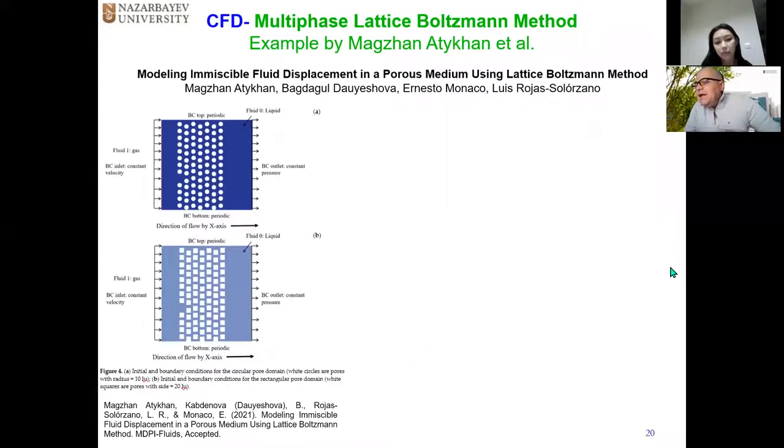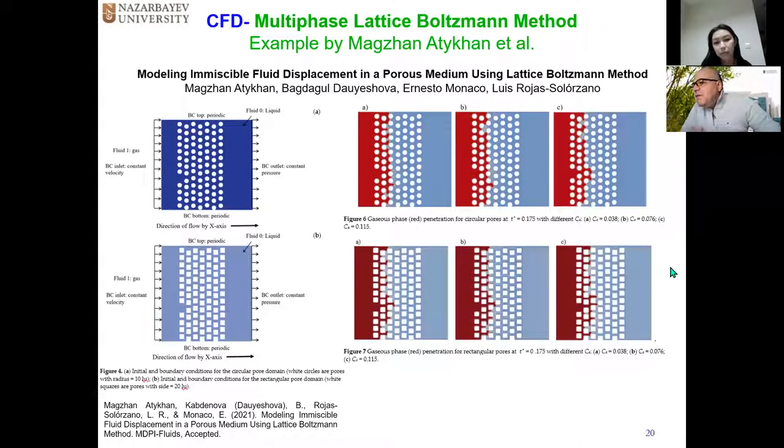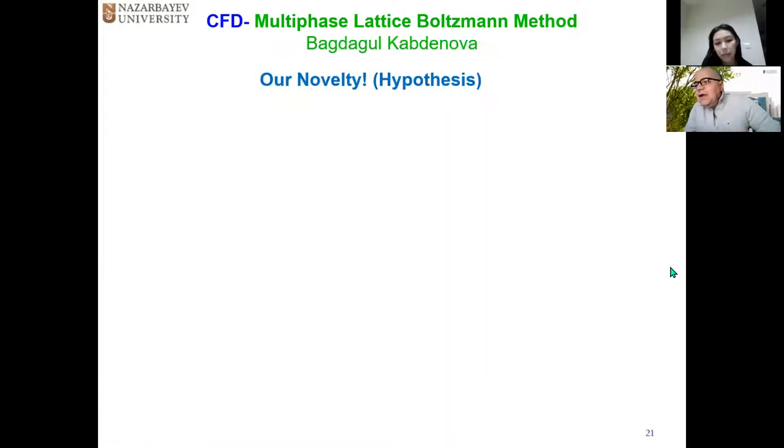Then Mark Jan Atikan introduced the first porous medium, a pseudo-porous medium, in which the red color is the CO2 and the blue color is the water. But in this case, Mark Jan didn't use the crossover formulation. He used the regular equation of state that was not giving proper results, but we started doing the basic analysis. Then, Baghdad-Gul was now ready to introduce her hypothesis.